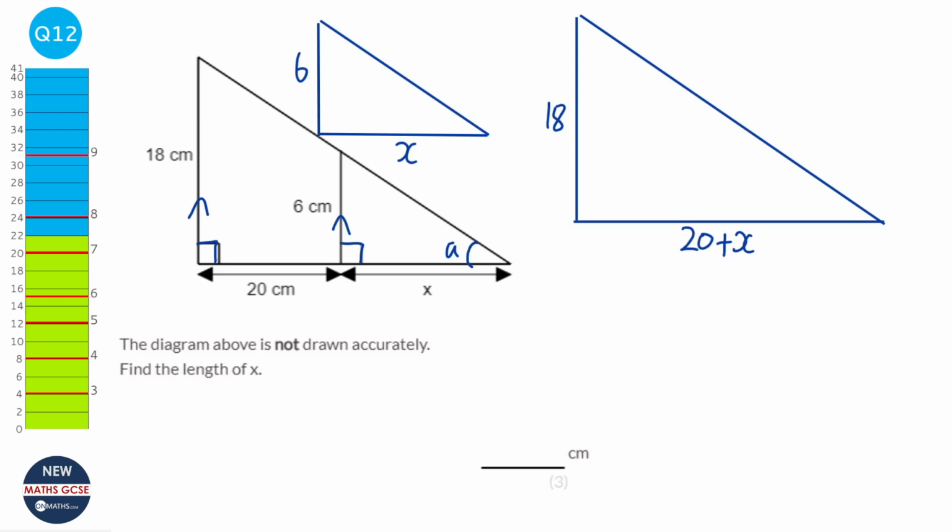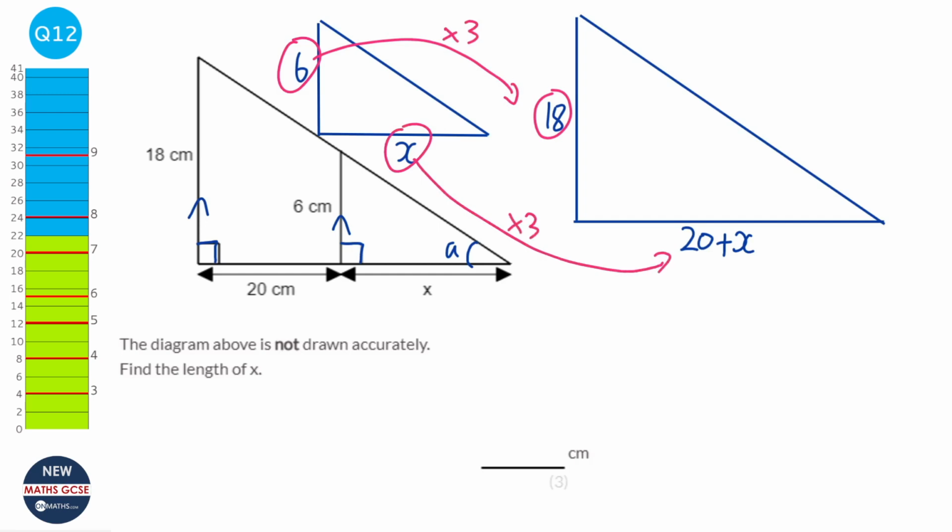So we need the scale factor first. If you look at the 6 and the 18, they are what we call corresponding sides. So we need to work out the scale factor by finding what I multiply the 6 by to get to the 18. Well, that's obviously going to be 3. So we now know that we can times the x by 3 to get to the 20 plus x.